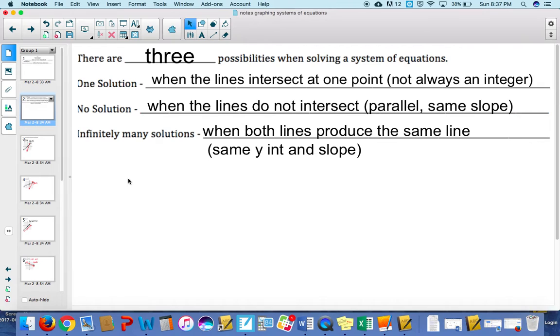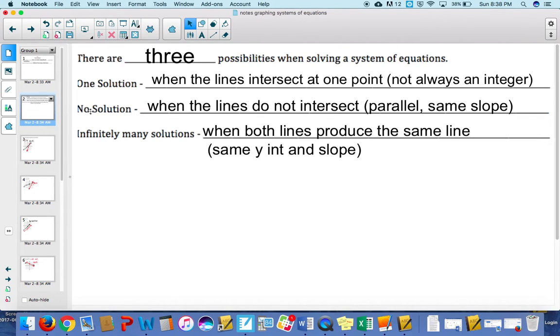When we are solving systems of equations, there are three possibilities at all times, and we're going to see those three possibilities today when graphing as well. One solution is when the lines intersect at one point, which is not always an integer. What that means is that the lines might not always intersect at a perfect corner on your graph paper.